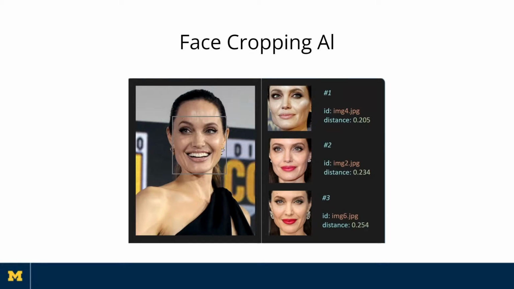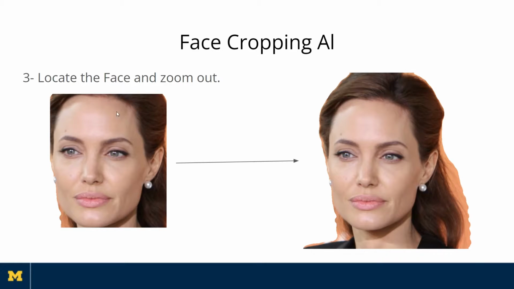So there was a third step. Our third step is after we successfully located the face, we want to zoom out. So when we zoom out, we can see a little bit of the hair, maybe a little bit of the body, but we still have a problem. You can still see some of the background next to the face.